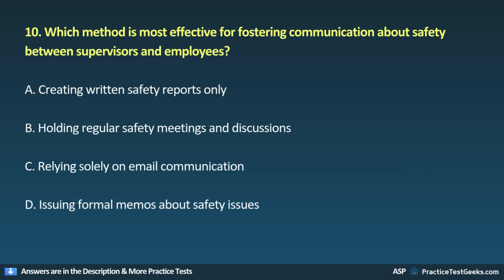10. Which method is most effective for fostering communication about safety between supervisors and employees? A. Creating written safety reports only. B. Holding regular safety meetings and discussions. C. Relying solely on email communication. D. Issuing formal memos about safety issues.